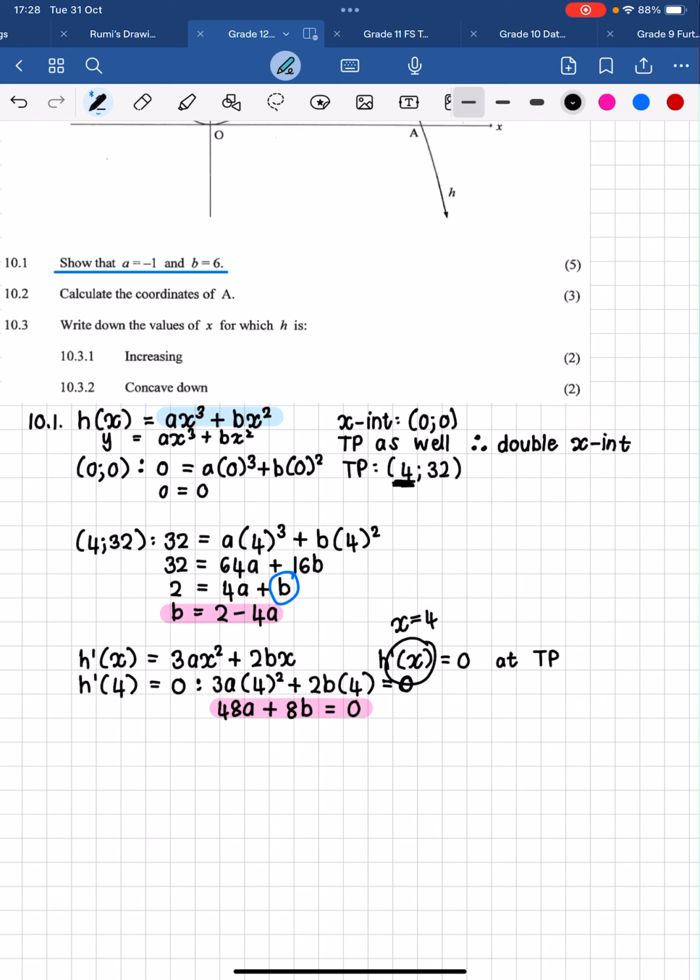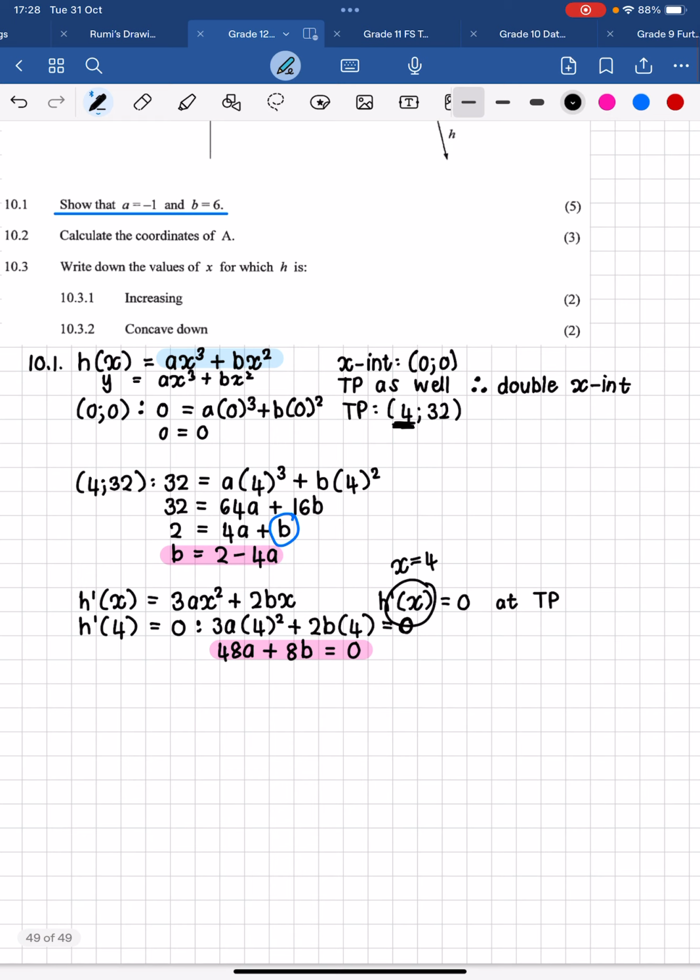All right, so now I'm going to make b equal to 2 minus 4a here. So I'm going to say 48a plus 8 times b, which is 2 minus 4a, equal to 0. All right, now we see that we have an equation with only a's in it. So 48a plus 16 minus 8 times 4 is 32a is equal to 0. We have 48 minus 32, which is 16a.